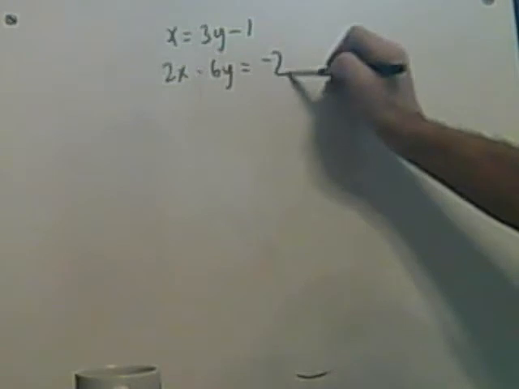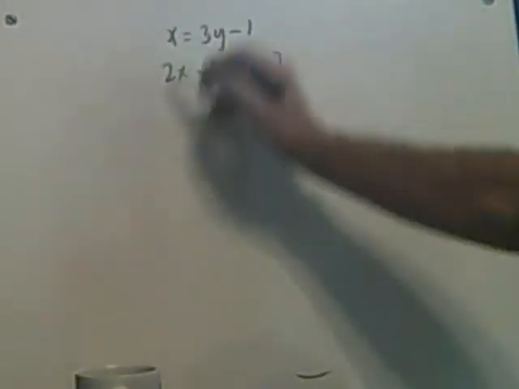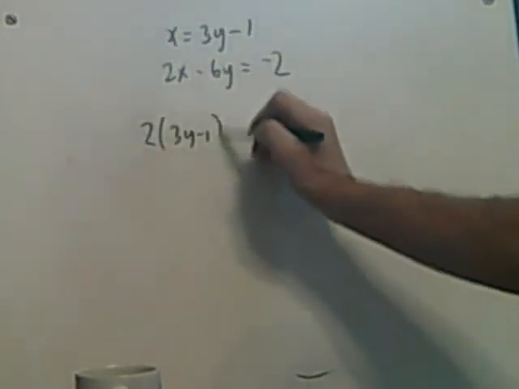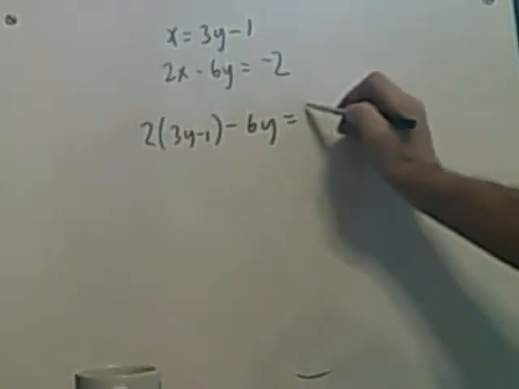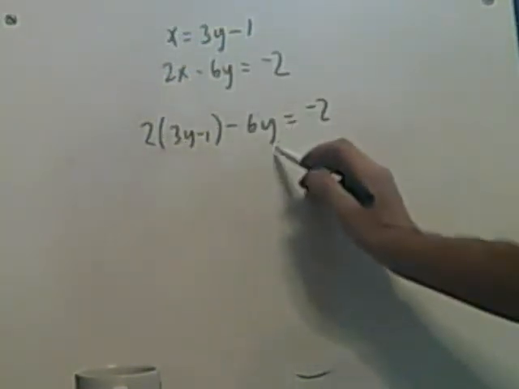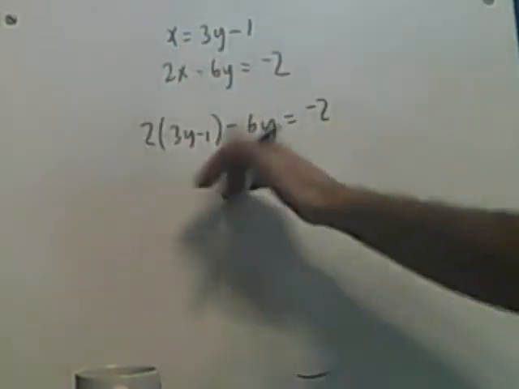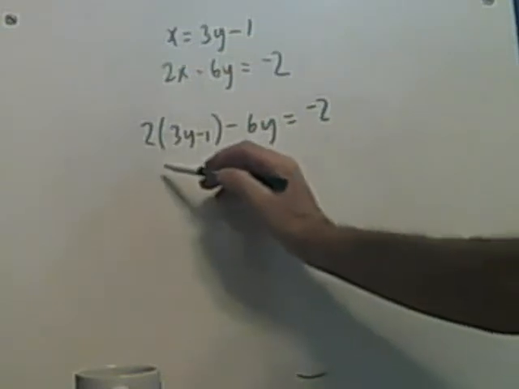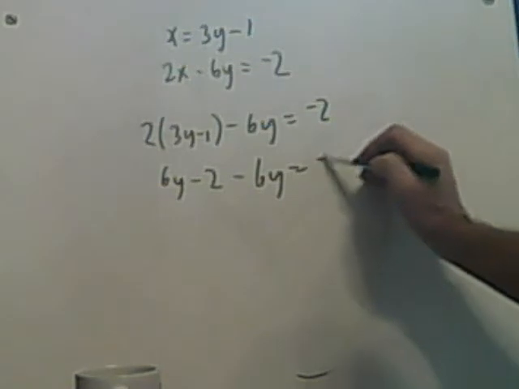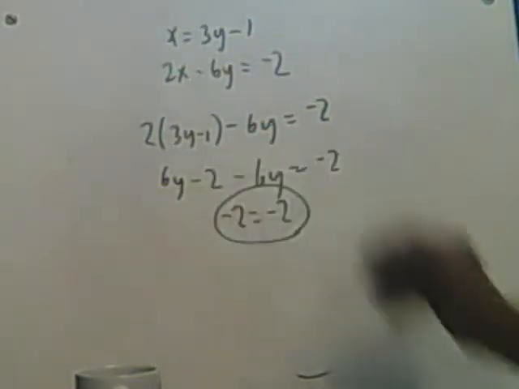equals negative 2. Okay, we're using the substitution method, so we've already got x solved, so we're going to plug that into the second one. It's going to be 2 times 3y minus 1 minus 6y is equal to negative 2. Now this is going to be 6y, and you're going to subtract 6y. So what's going to happen is this will produce no solution for y, because what this equation is producing is 6y minus 2 minus 6y is equal to negative 2, or negative 2 is equal to negative 2. Well, that's correct, but it doesn't give us a value for y.